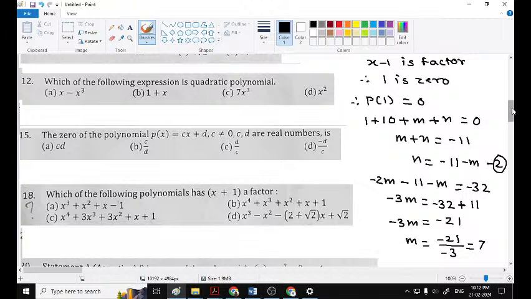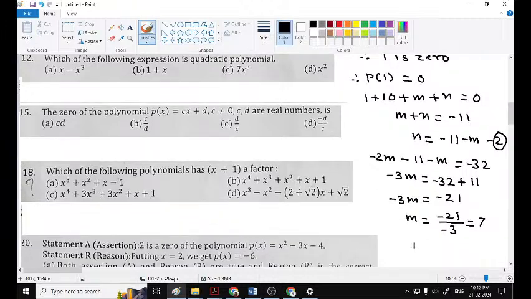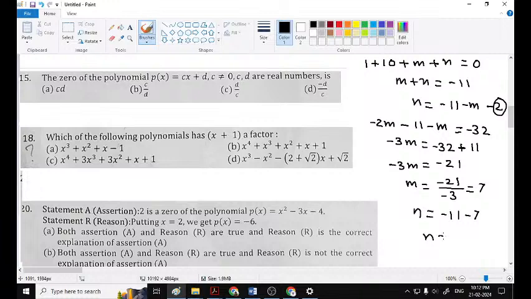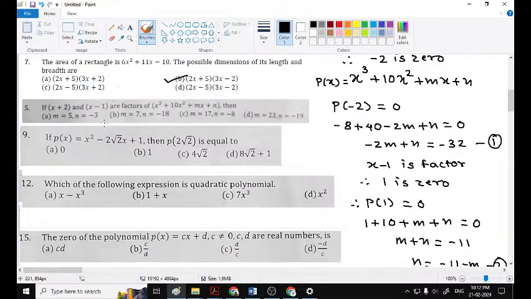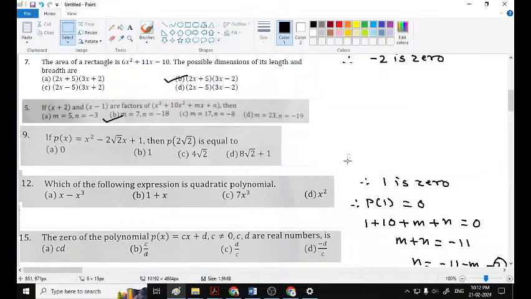If we put value of m here, we get n as minus 11 minus 7, which is equal to, n is equal to minus 18. So m is 7 and n is minus 18. This is our correct option.